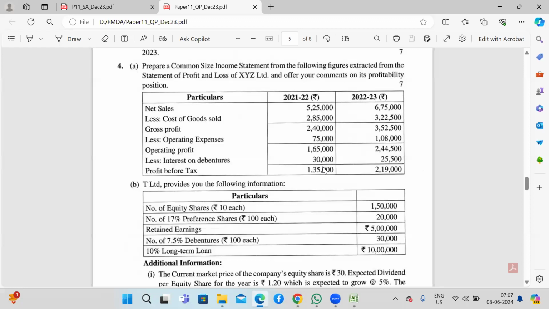Now we are going to see fourth question, 4A. Prepare a common size statement from the following figures extracted from the statements of profit and loss of XYZ Limited and offer your comments on its profitability position. They have given 2 years data, that is 2021-22 and 2022-23. Net sales and all they have given. So we need to prepare now common size statement.